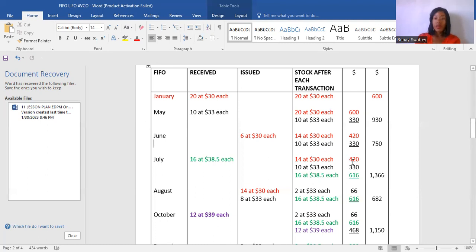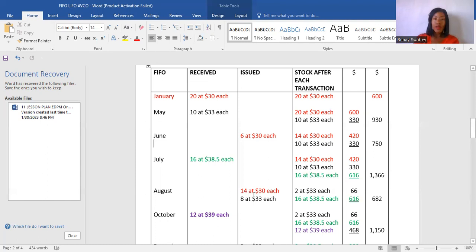Now you're going to find the total of these adjusted figures. 420 plus 330 plus 616 gives you $1,366. I think we did something wrong. So that's the figure, the total figure for this.